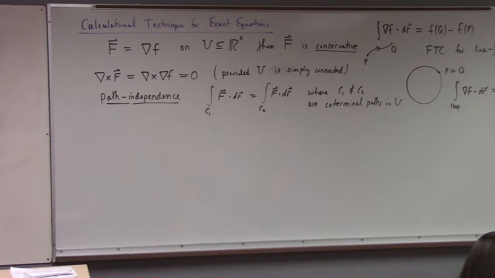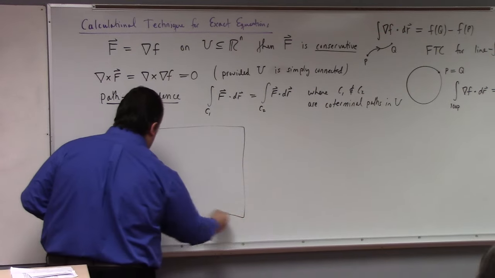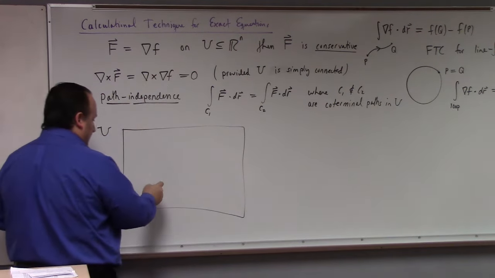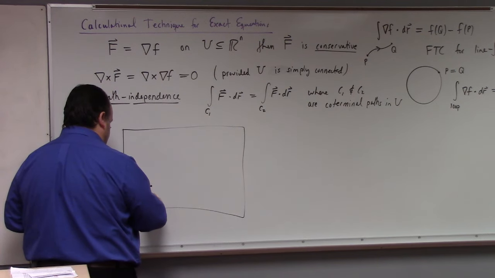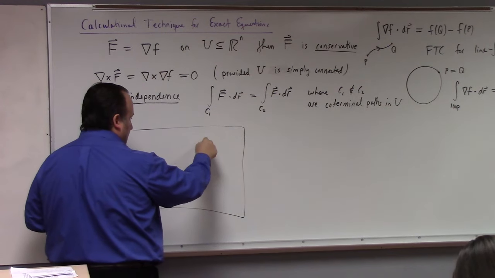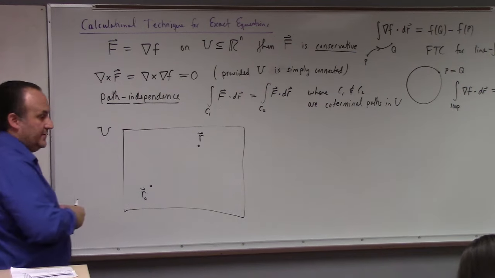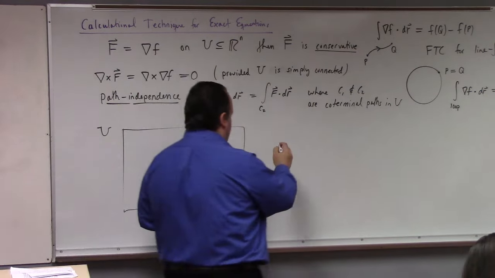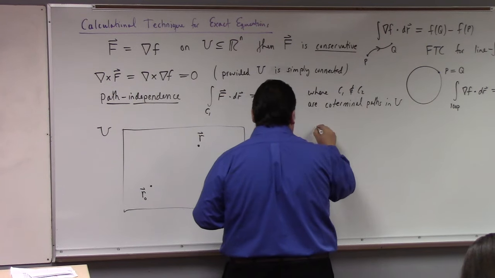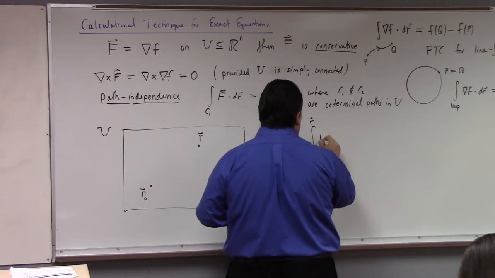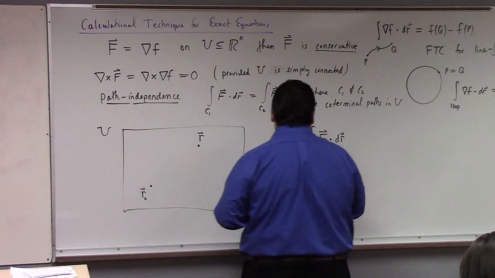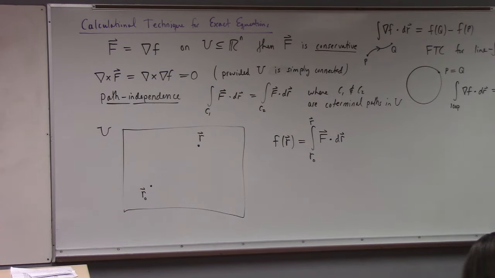So this path independence allows us to construct little f from big F. Here's the deal. If this is my universe in which we know F is conservative, I can pick any point in here, let's say R0. To calculate the potential at R, I simply define f of R as equal to the integral from R0 to R of F dot dr. That makes sense because it's path independent, so you can take any path you like from R0 to R.